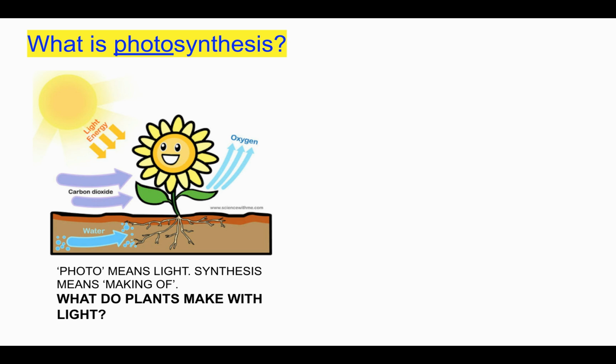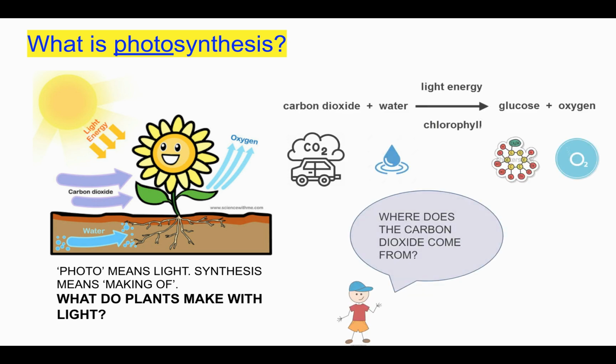But what type of food are they making? Because it's not like the food you have on the kitchen table. What they're making here is a type of carbohydrate, and the carbohydrate is called glucose. Through the process of photosynthesis, plants will make a very simple sugar we call glucose.